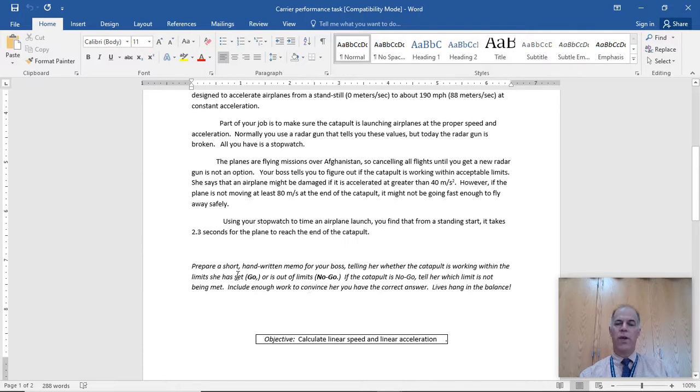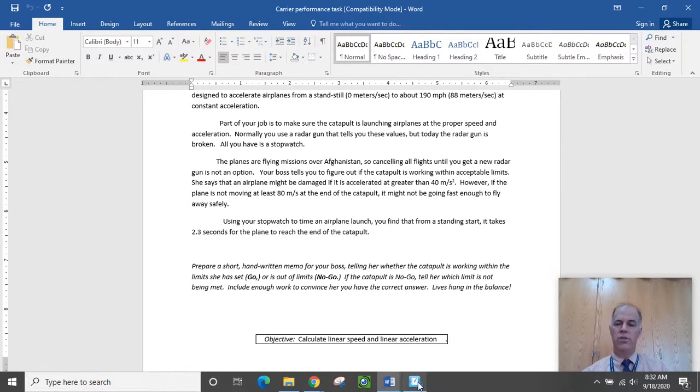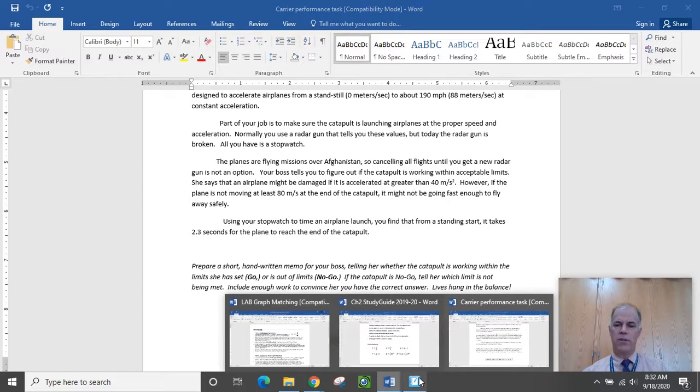You're going to say whether it is safe to go, which means go, or not safe to go, which is no go. And you have to declare that clearly in this memo to your boss. Are we safe to go or not? Answer that question definitively and explicitly. Don't just give her the information and let her figure it out. You need to take a stand. Are we safe to launch or not? And then, having made that decision, you have to include supporting information: the math that you do to show that you are safe in the terms that you need to be safe.